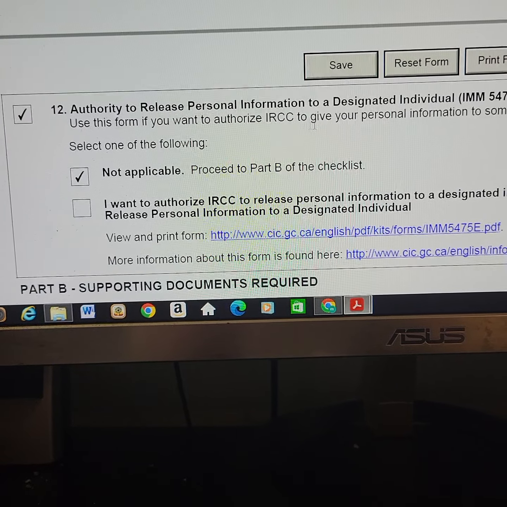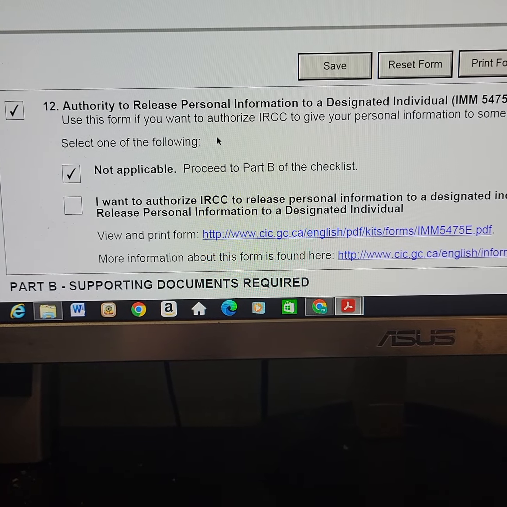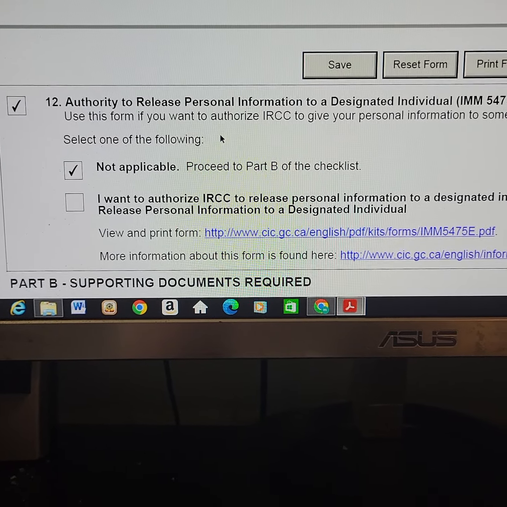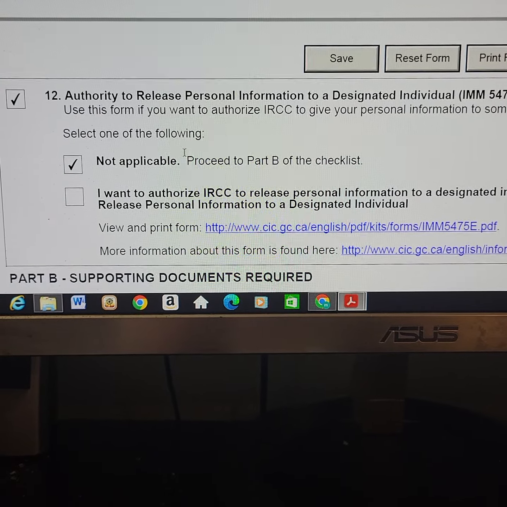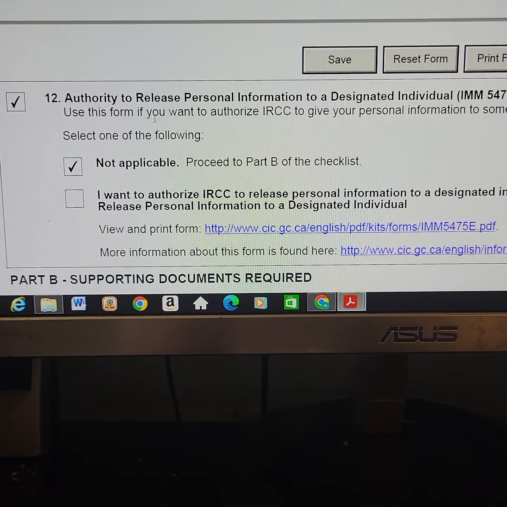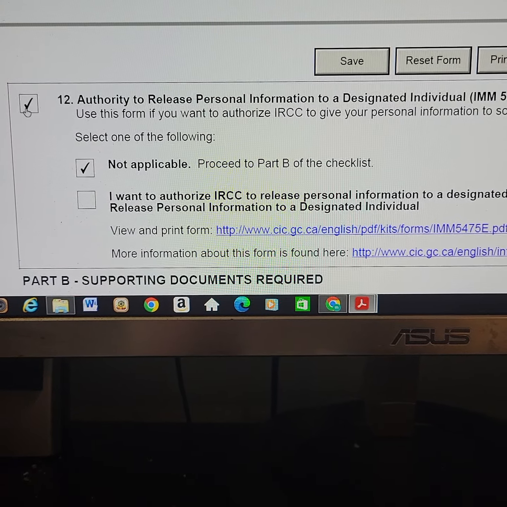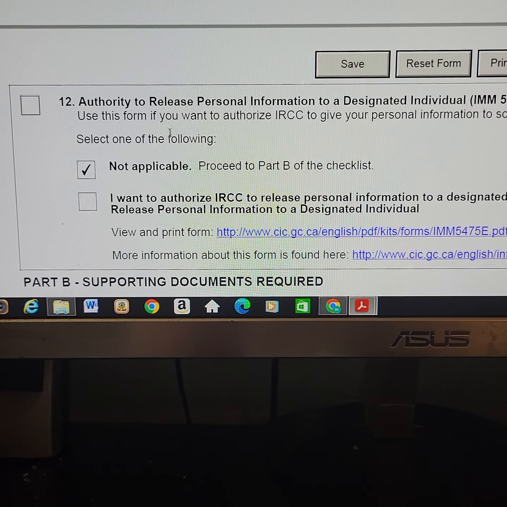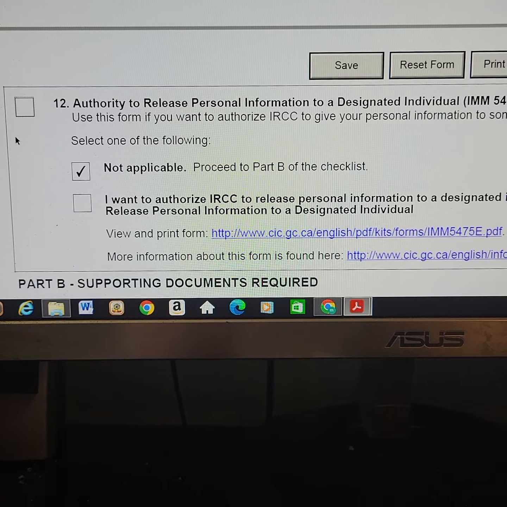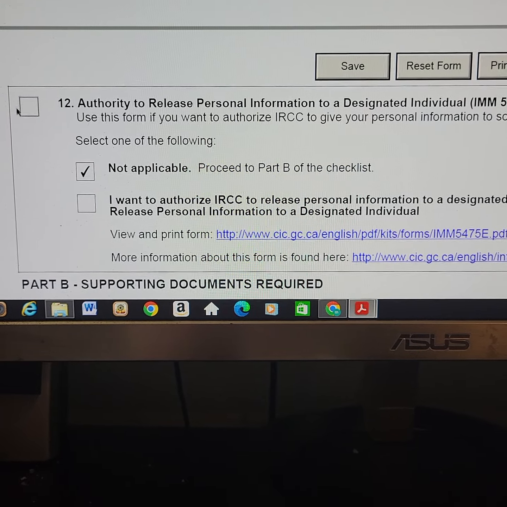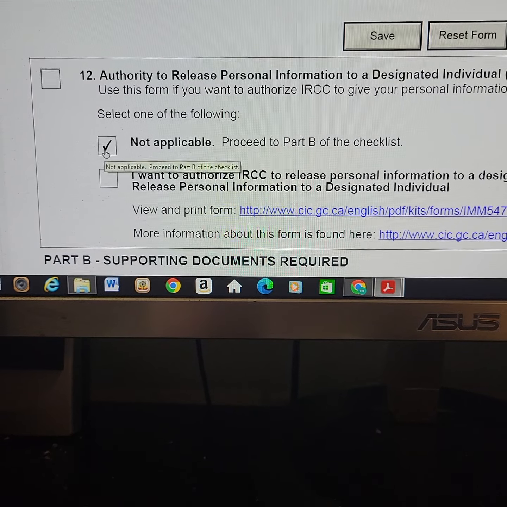Authority to release personal information to a designated individual, 5475. This form would be, let's say I want a friend to know what's going on with my application. You can fill out this one, okay? Now, obviously, if you don't want that to happen, you don't have to. Just write NA on the bottom, right? So do not check off the box, just write NA, not applicable.